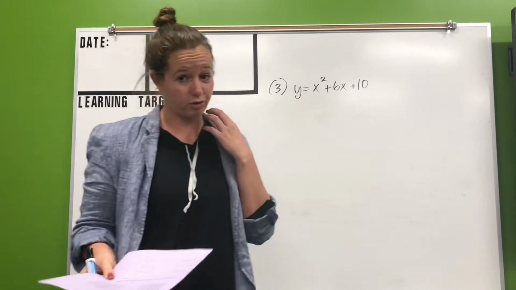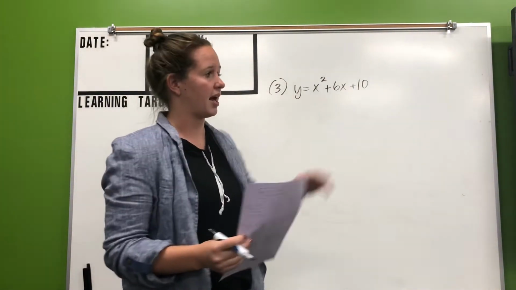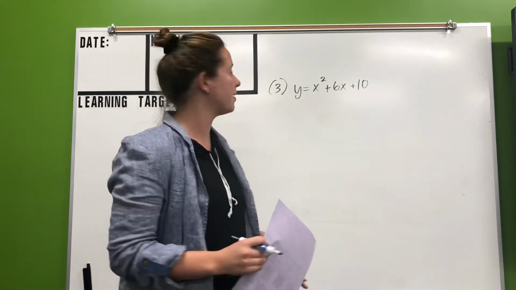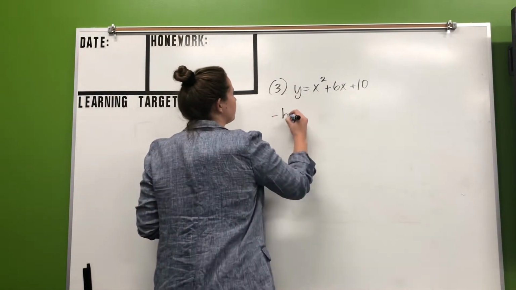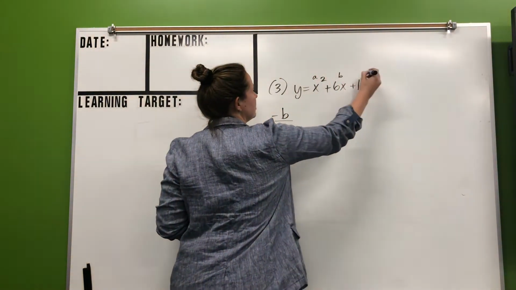So this is a standard form equation. So if you want the vertex of this, you have to use the standard form. And I have that cheat sheet over there on the wall, so use that. But this is where you do negative b over 2a. So remember, this is a, this is b, this is c.